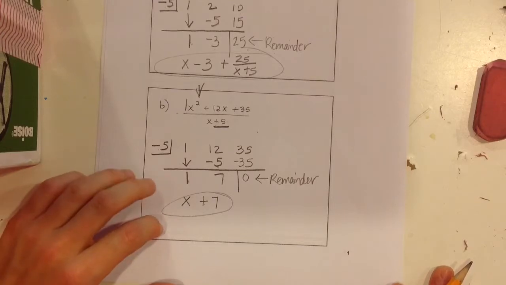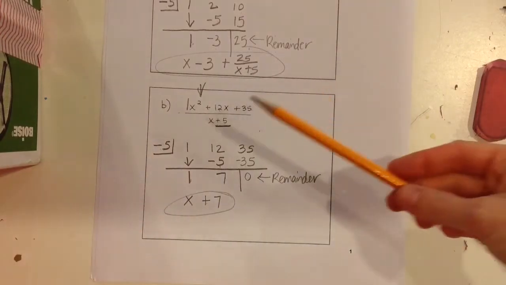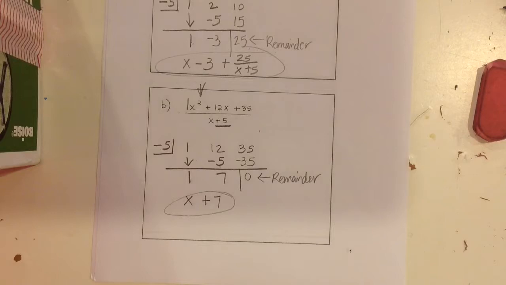And this is my answer in polynomial form because it's always going to be 1 degree less than what we had in the polynomial before it on top. And that's your answer. And we'll pick up with the same stuff in the next video.